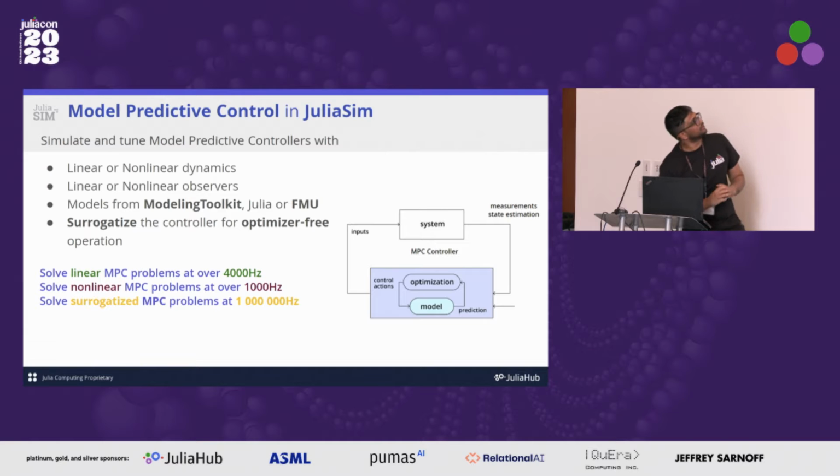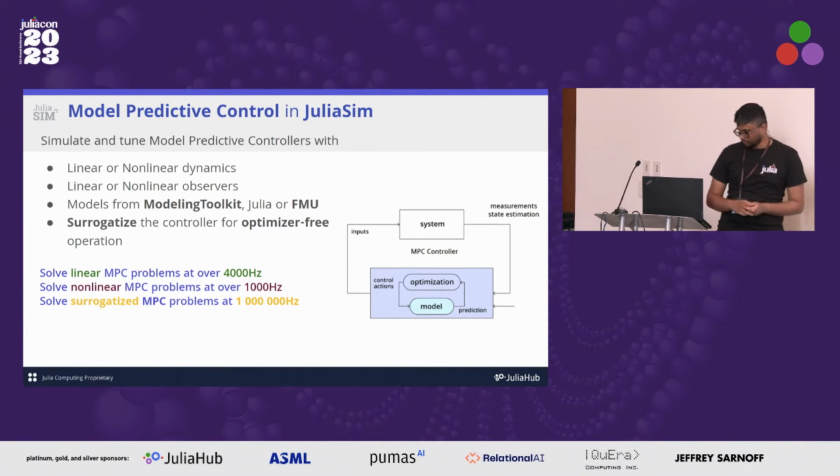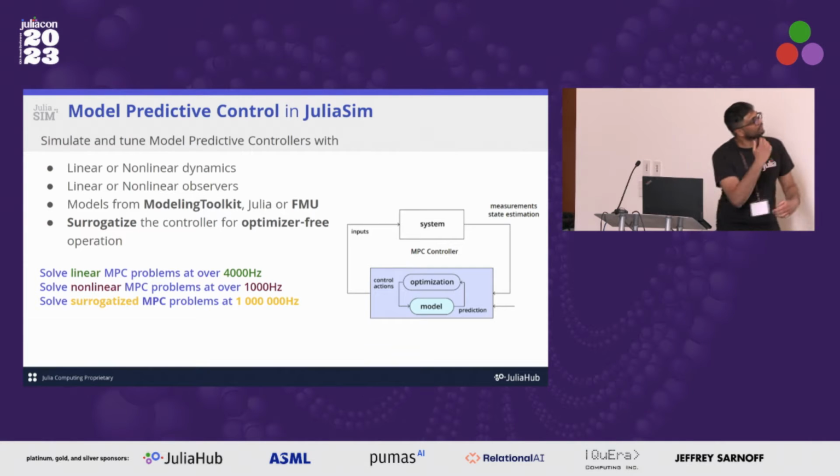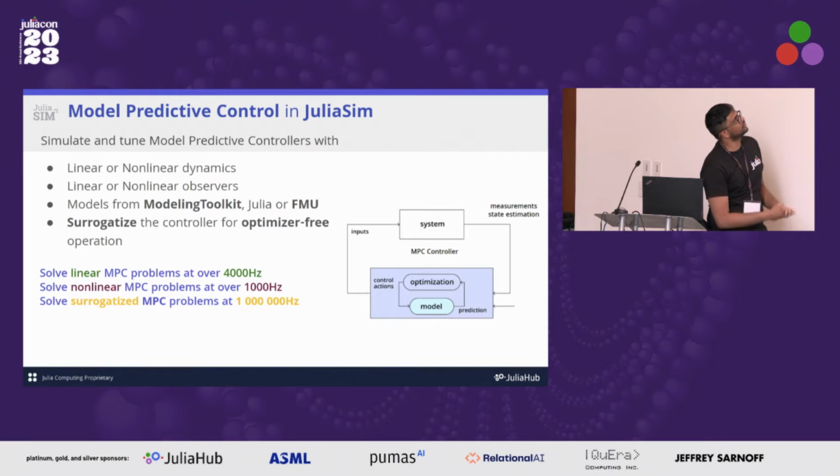So in the JuliaSim suite of tools, we are able to do a wide variety of these different configurations, so linear, nonlinear dynamics, linear or nonlinear observers, and also getting models from ModelingToolkit, Julia FMUs.